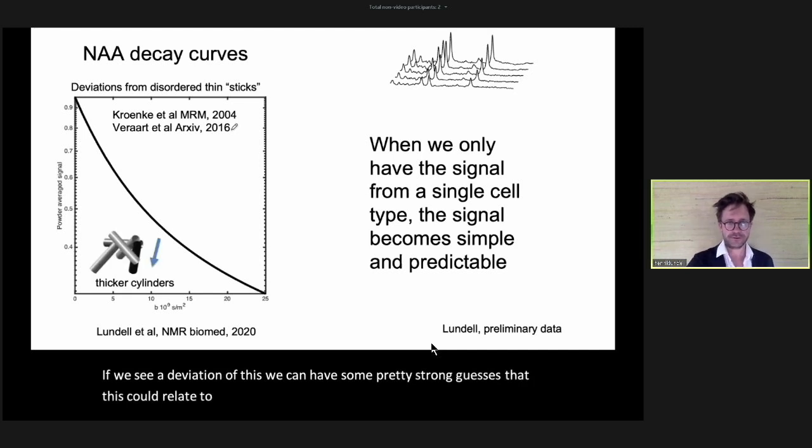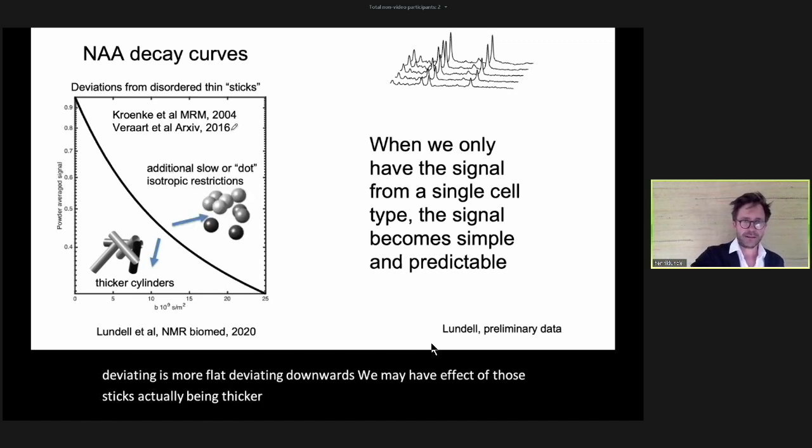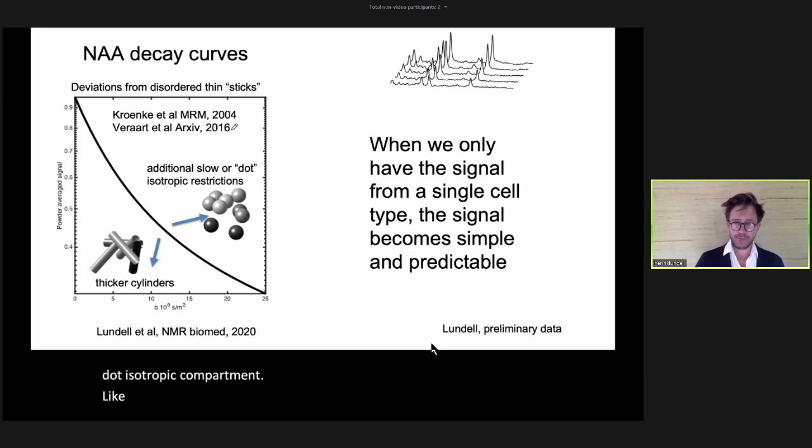So if the curve is deviating, if it's more flat, deviating downwards, we may have an effect of those sticks actually being thicker cylinders. But if it goes the other way, we have a signal that is attenuating slower, and this could be an additional slow or dot isotropic compartment like that of a cell body.